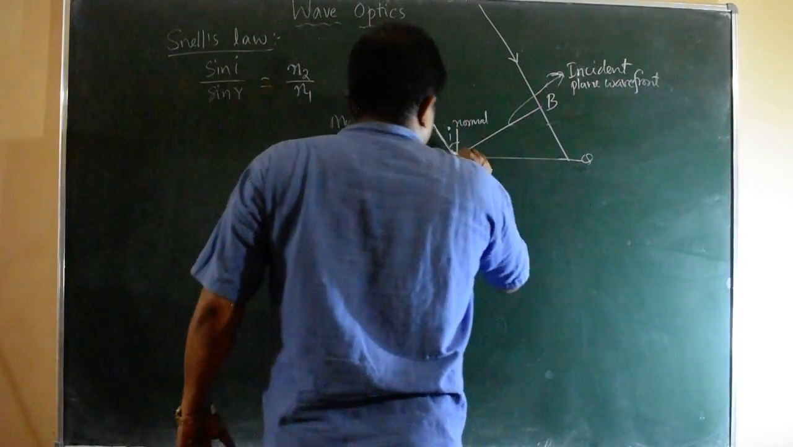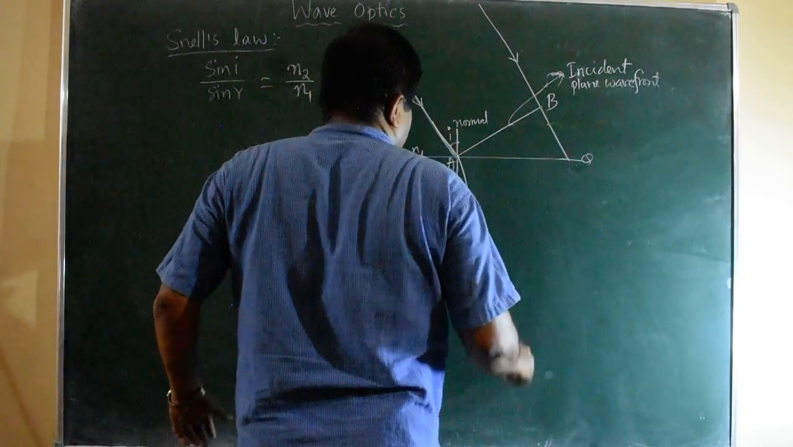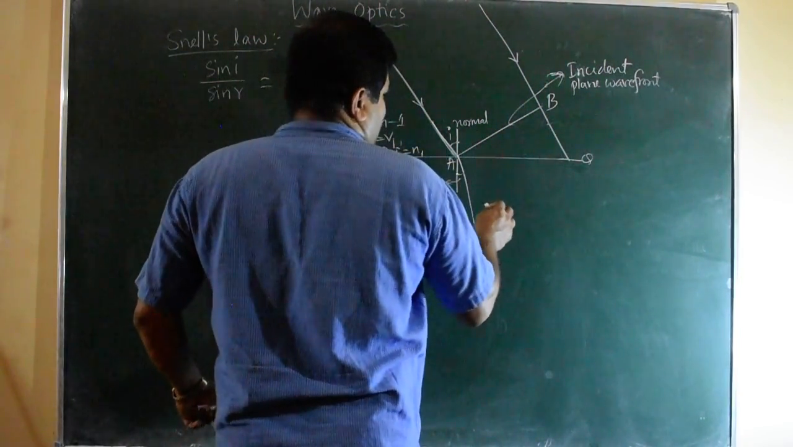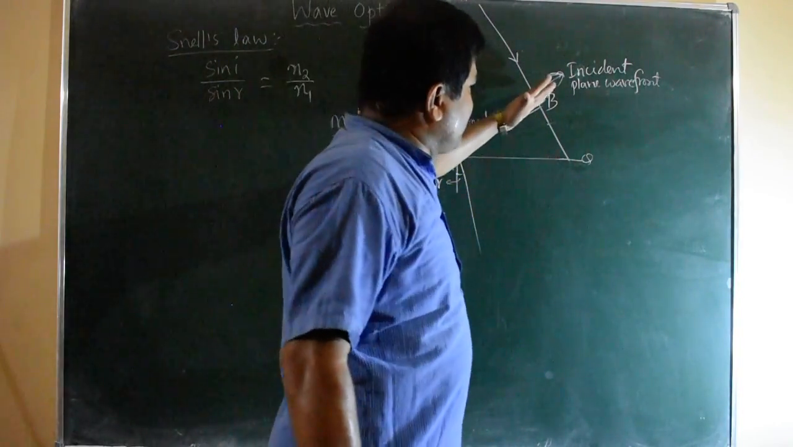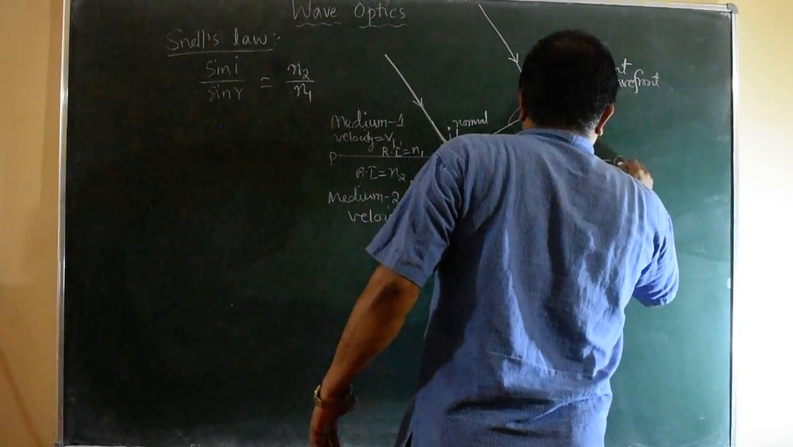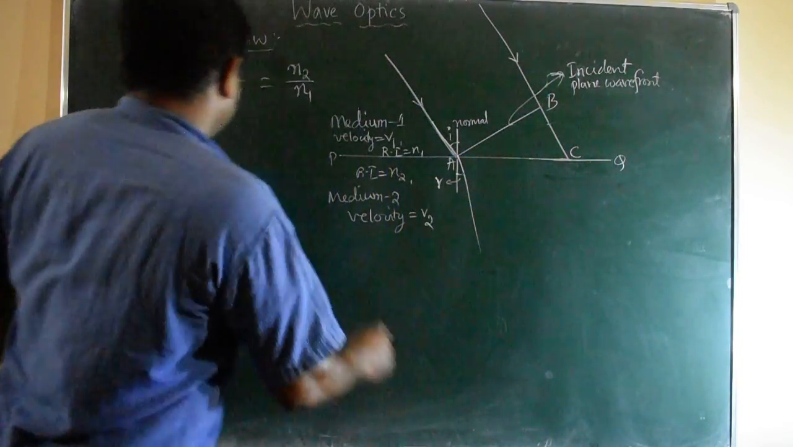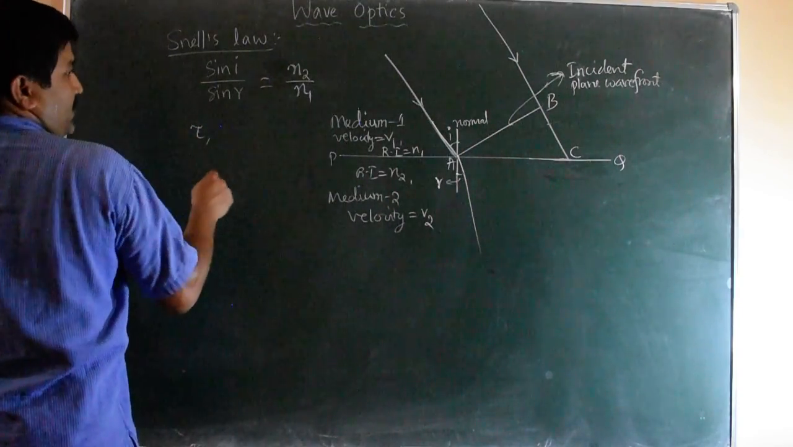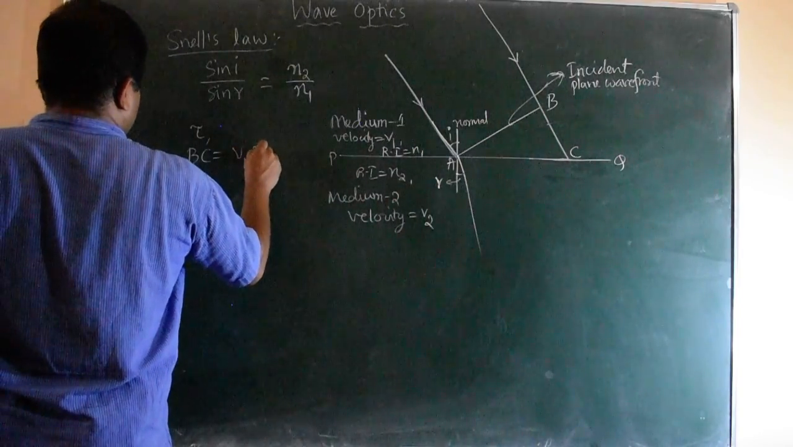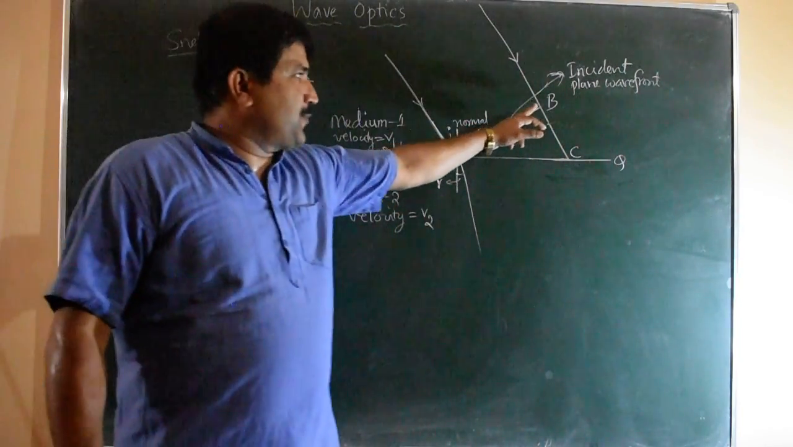Now you see the light undergoes refraction at the interface. That is refraction. So this is the angle of refraction R. After a time tau, the light travels from B to C like this. Light travels through a distance BC after a time tau, and that distance BC equals V1 into tau. So in a time tau, the light travels from position B to C.